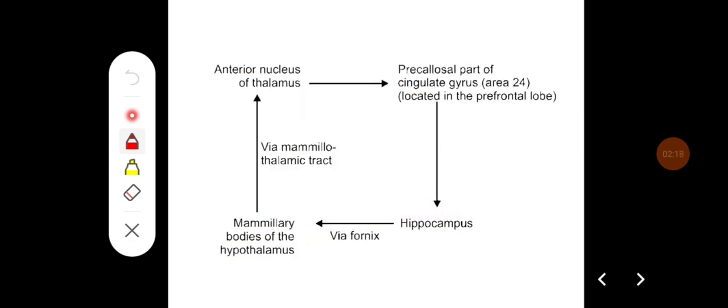Here you can see the Papez circuit, where it's a closed circuit where the information from the precallosal part of the cingulate gyrus, that is area 24, which is located in the prefrontal lobe, goes to the hippocampus. Via fornix it reaches mammillary bodies in the hypothalamus, and via mammillothalamic tract it reaches the anterior nucleus of thalamus, back to the cingulate gyrus.